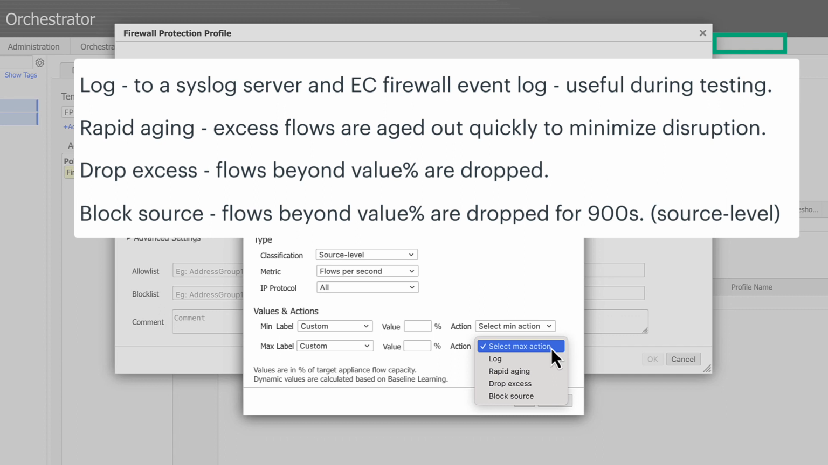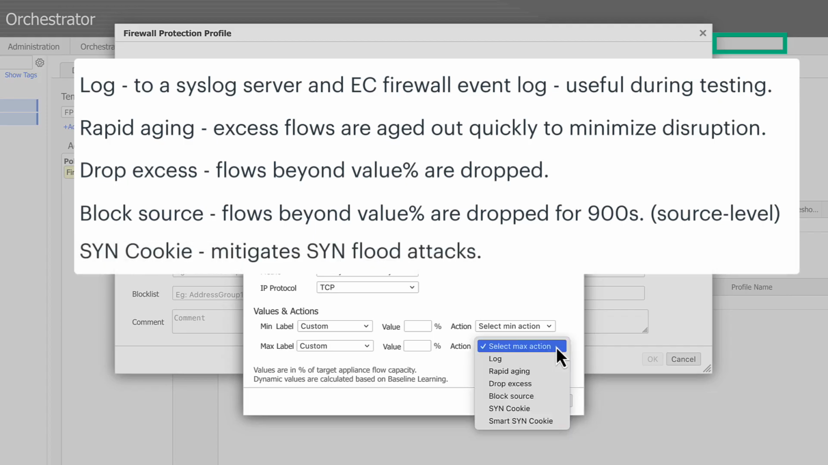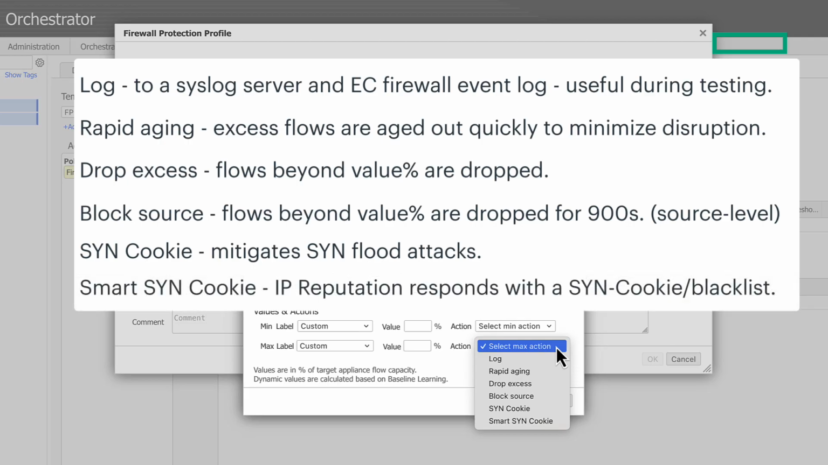Block source. All flows from a source IP can be temporarily blocked from that IP for a default duration of 900 seconds, configurable under advanced settings. And for embryonic two-way flows, there are two additional options available. SYN cookie effectively mitigates SYN flood attacks, ensuring the uninterrupted availability and integrity of network services without compromising system performance. Smart SYN cookie uses IP reputation to determine whether to respond with a SYN cookie or blacklist the source IP.